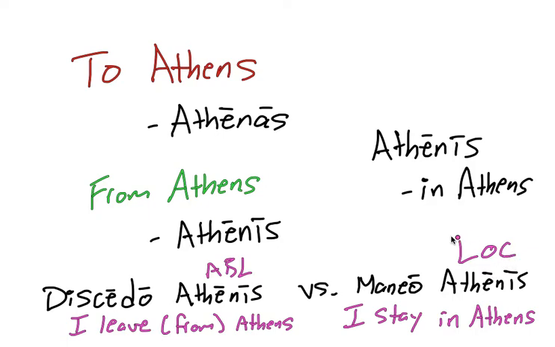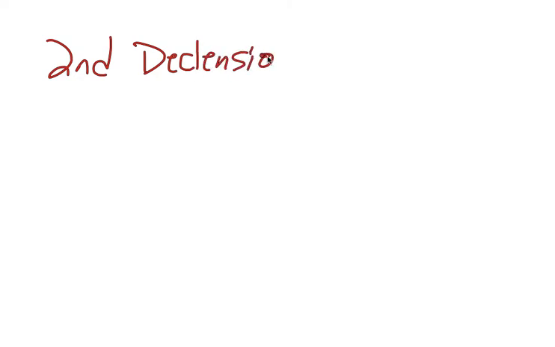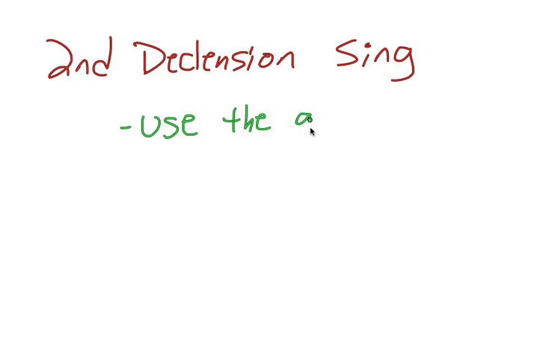So it really just depends for the plural, where the forms look the same between ablative and locative. It just depends on the context of the sentence. Okay, now let's look at second declension, singular. Just like first declension, use the genitive singular.